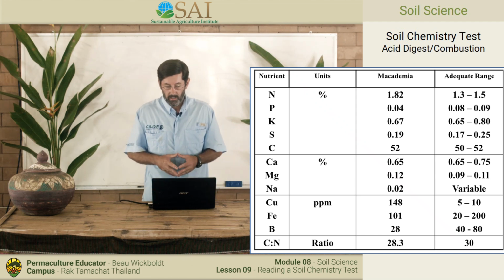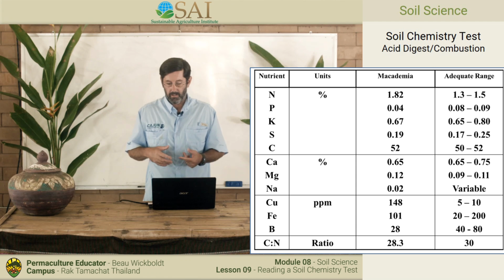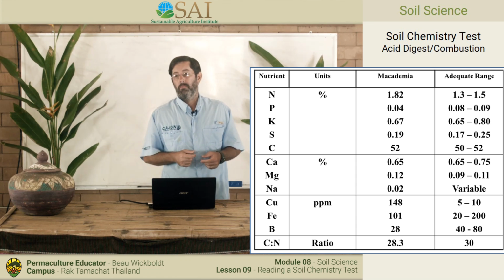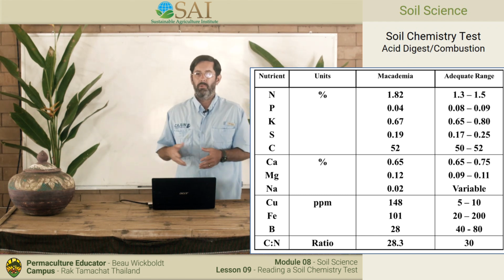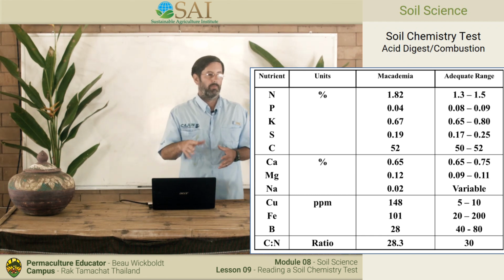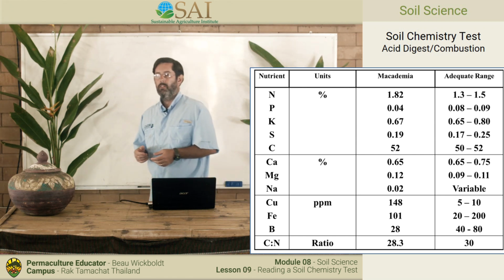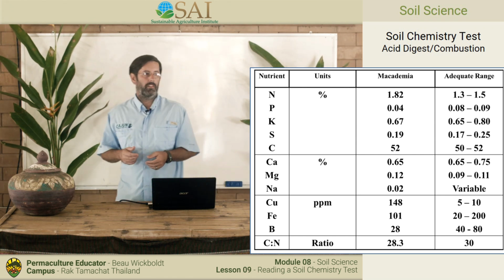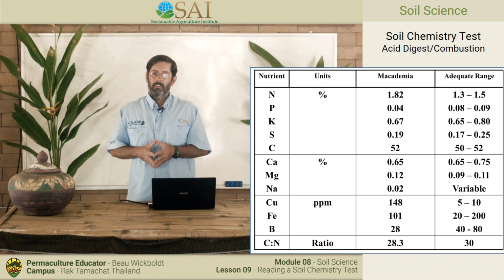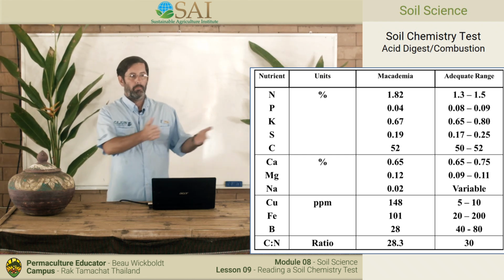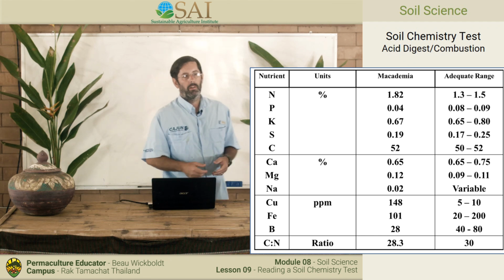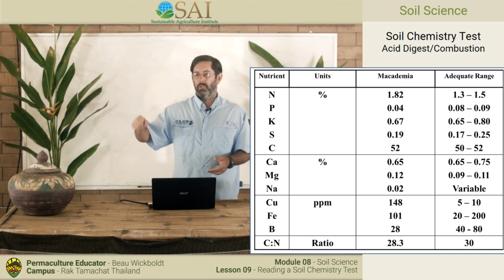But nitrogen, in this particular test, they were testing the macadamia versus the adequate range, and they had 1.82. And the adequate range that they're recommending is 1.3 to 1.5. What would that be an indication of in this type of soil? What did they do to get so much nitrogen? More than likely, they were using non-organic agriculture, so they have more nitrogen. So we would want to be within the 1.3 to 1.5.